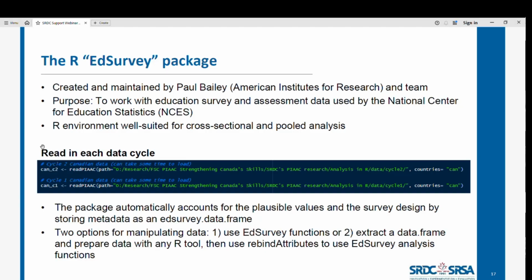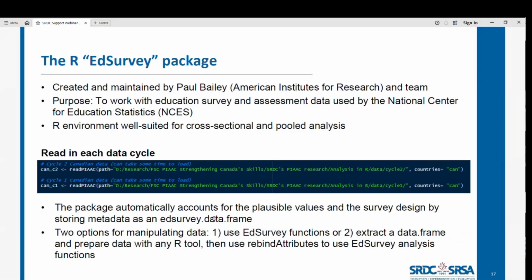Initially, I would say that the R environment is really well suited for cross-sectional and pooled analysis. So here's an example of some code where I'm reading in each data cycle. And here I'm using EdSurvey's readPIAAC command in order to read in each cycle as a separate data frame. This is called an EdSurvey data frame. So it's really simple. You have the path where both the CSV file is located, as well as the International Codebook Excel file, which it uses to label variables. And then I'm just listing what the country is. The really nice part about EdSurvey is I don't even have to say what cycle it is. It automatically detects the plausible values and survey design, and it stores this as metadata in this EdSurvey data frame.